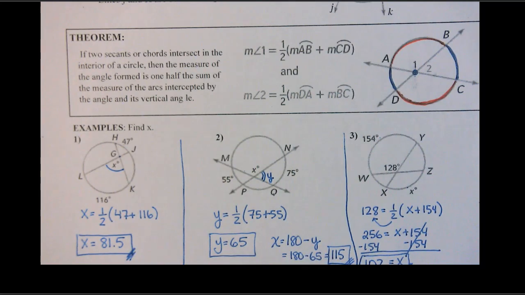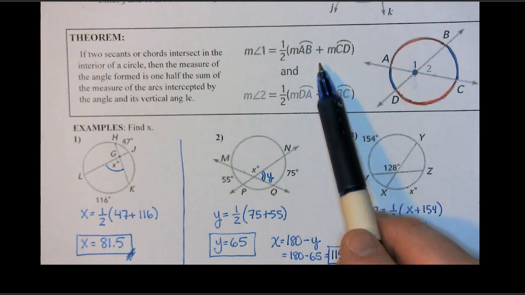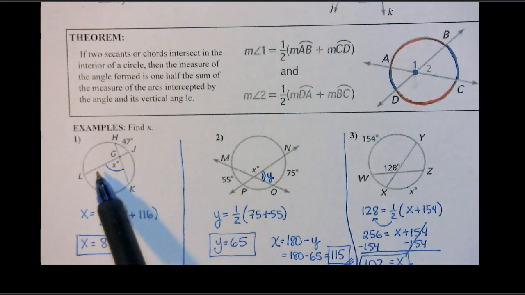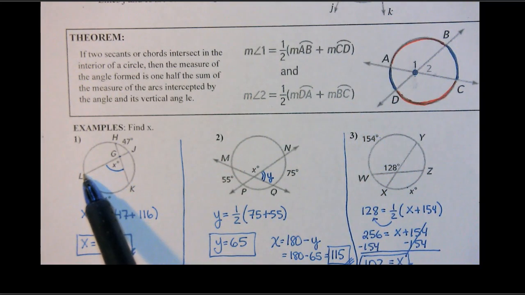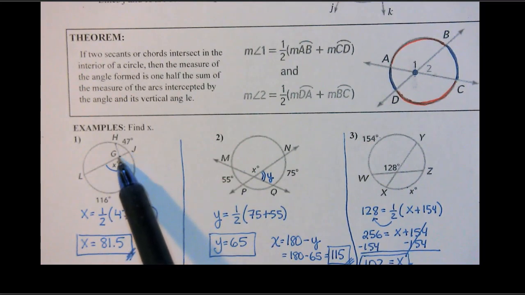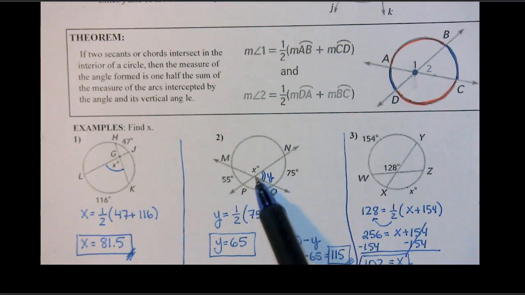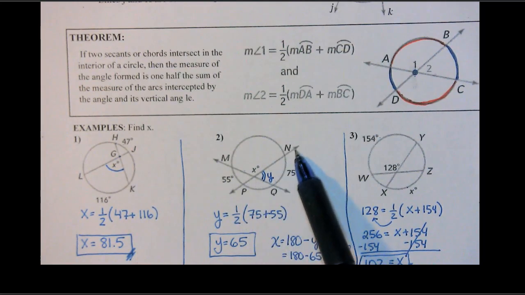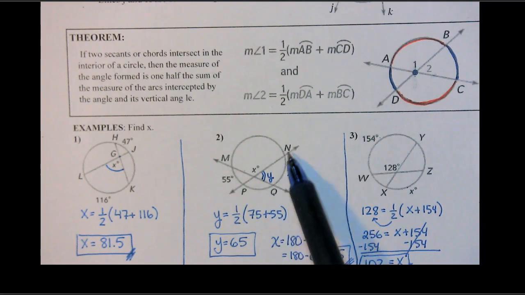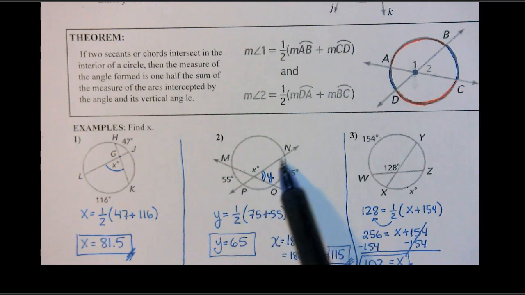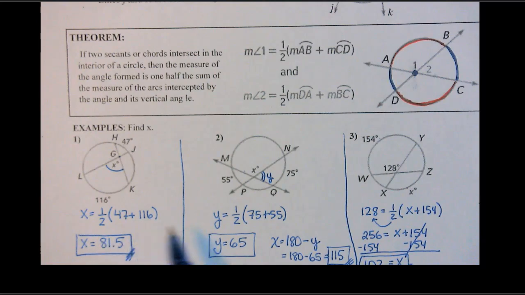So there we go. We had three examples where we use the formulas that apply to when we have two chords. Remember, chords is when you only see the segment. Two chords that intersect inside the circle. Also, we could have secants. Secants is when we're dealing with lines. Notice the arrows here. They're intersecting inside the circle, and we can apply the same theorem. So all of these examples had to do with secants or chords that intersect inside the circle.